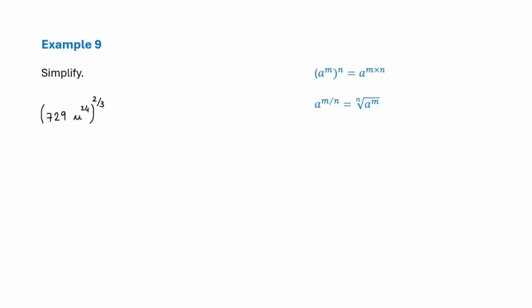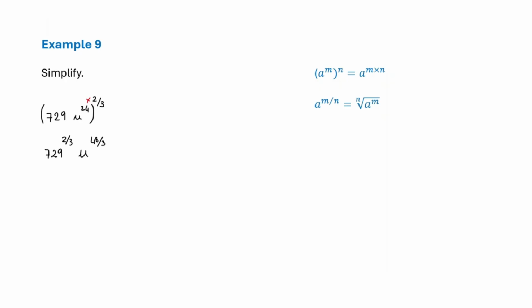Now let's look at example 9. Simplify. 729u to the power of 24, all raised to the power of 2/3. The exponent of 2/3 applies to both 729 and u to the power of 24. We apply the power of a power rule. We keep the base and multiply the exponents, so we get 729 to the power of 2/3, multiplied by u to the power of 48 over 3.